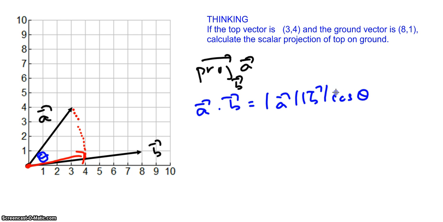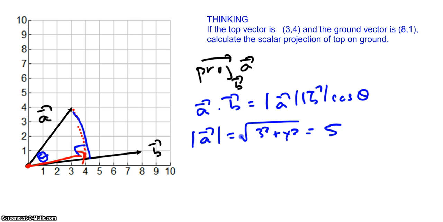But we're interested in this red line here, which is connected to a right angle triangle. Let's make this look nicer. So let's just say we got this angle from the dot product. Then what? How can we find this? We actually have the magnitude of A, which we get using the Pythagorean theorem: 3 squared plus 4 squared, and you end up getting 5. So this is 5.